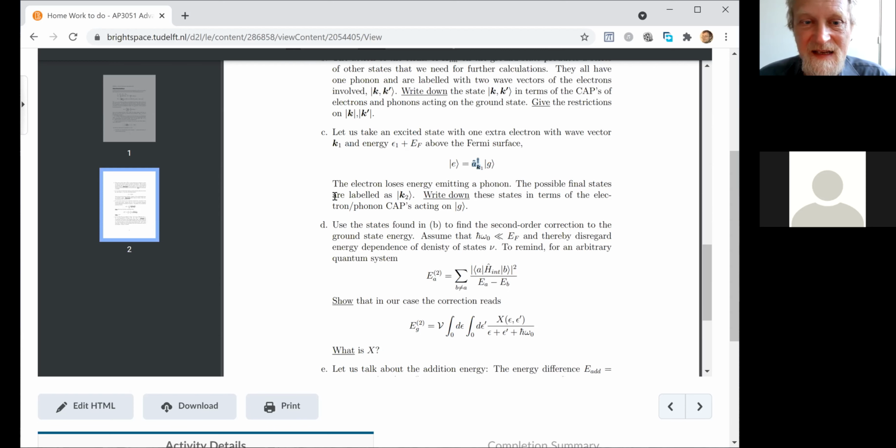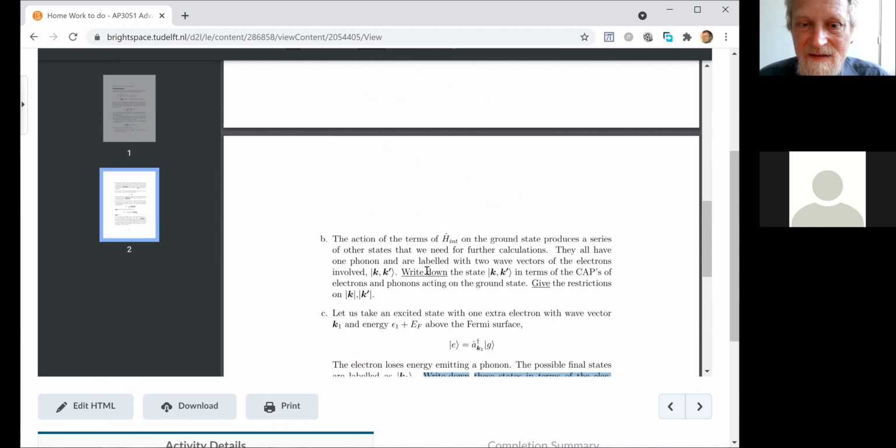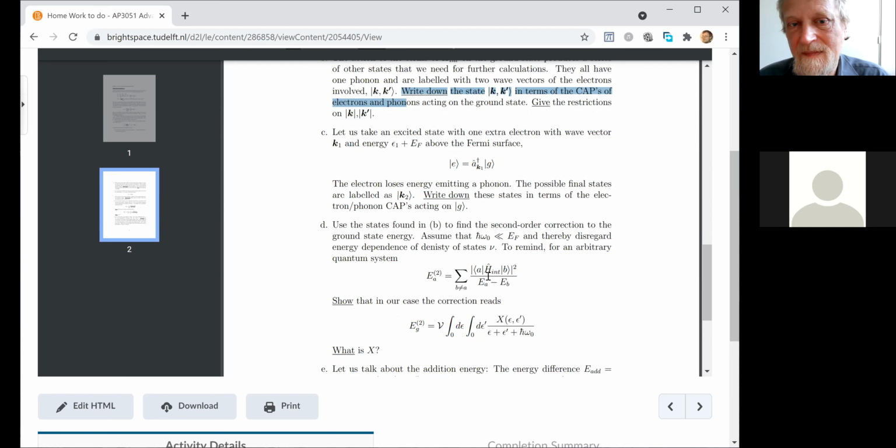The possible final states are labeled somehow, and you are invited to write down these states again as you did in point B. Okay, so again, points B and C, they're simple, they don't require any calculation. One just has to understand how creation and annihilation operators work, but one has to understand it ideally.